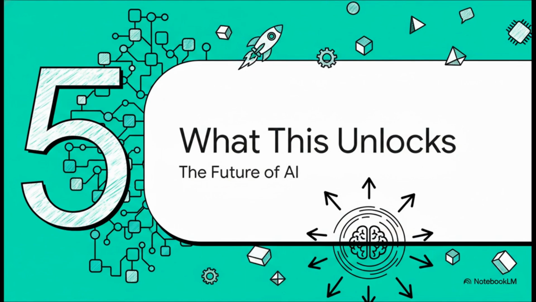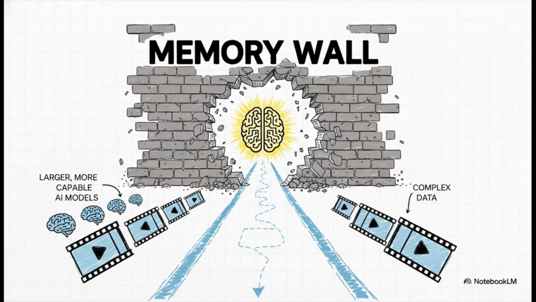So, we've just walked through how it's actually possible to train a 10 billion parameter AI. It's an incredible piece of engineering, for sure. But what does it all mean for the big picture? What does this really unlock for the future of AI? Well, what it means is that the memory wall, that hard limit that used to dictate how big our AI models could be, has been shattered.